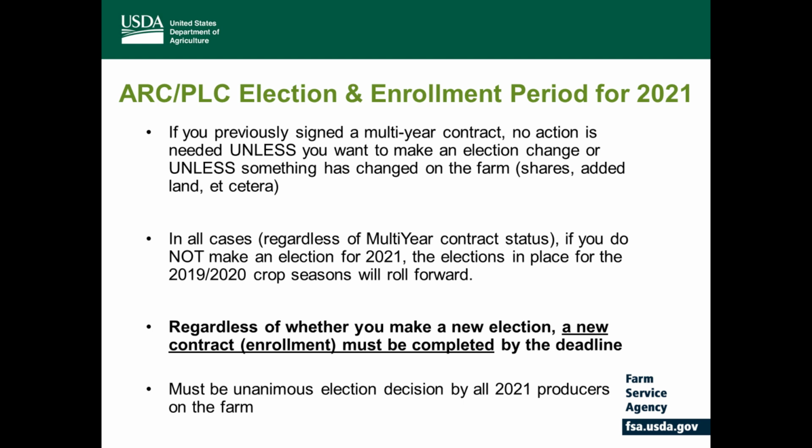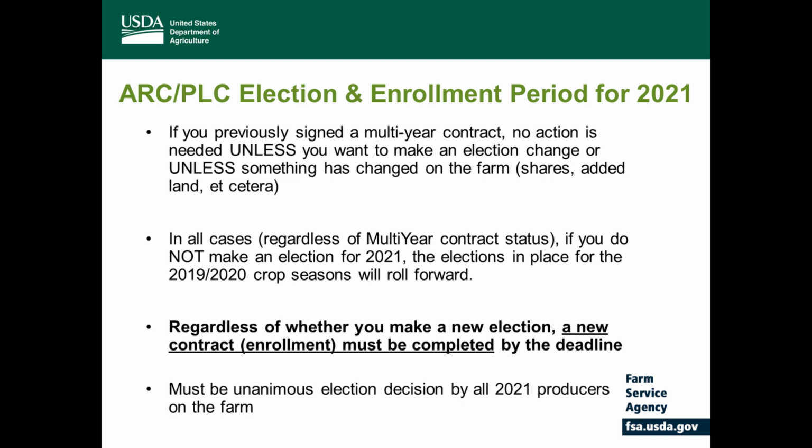If you previously signed a multi-year contract, there may be no action necessary on your part unless you want to make that election change for 2021. Or if you've had any type of farm record changes from 2020 to 2021, if you've had share changes, added land, ownership changes, operator changes, any type of farm record change, then you're going to want to contact your FSA office to make sure you're timely enrolled and elected.